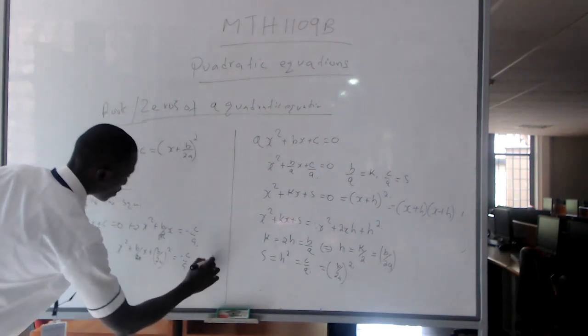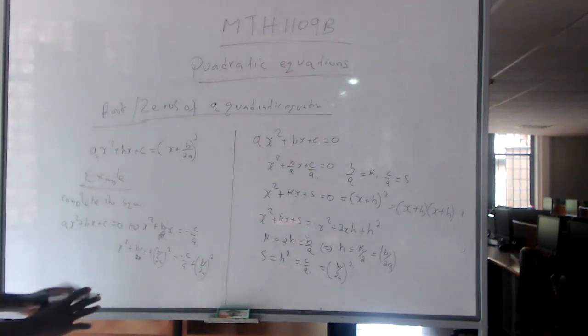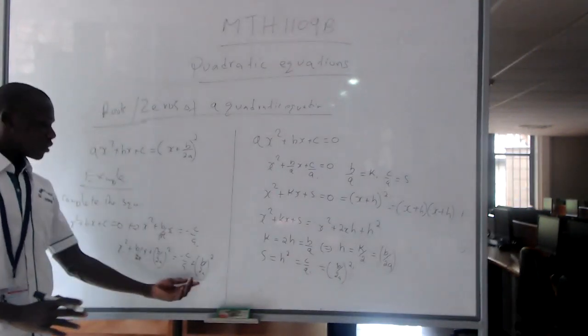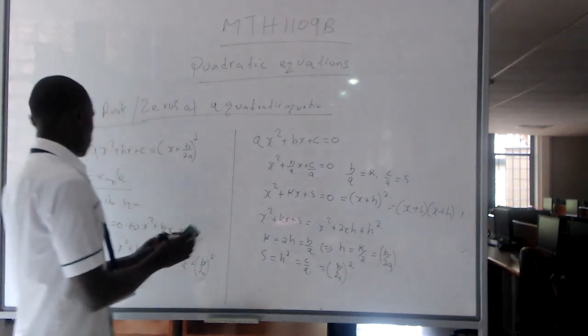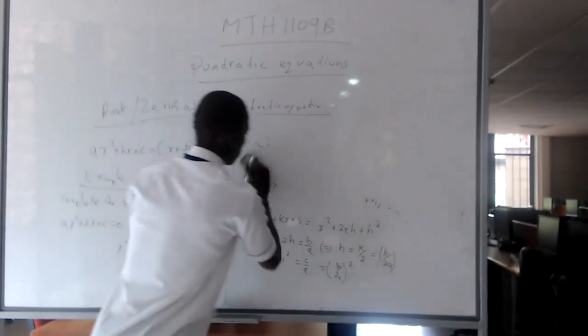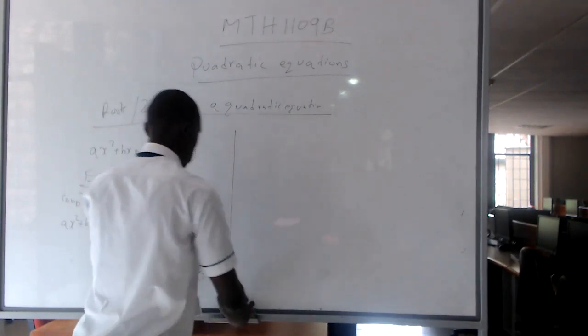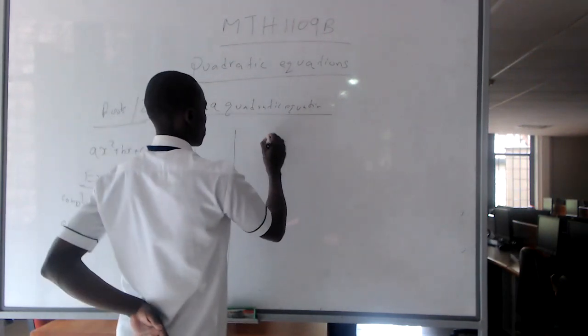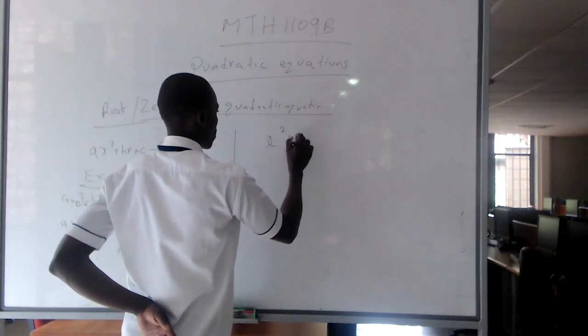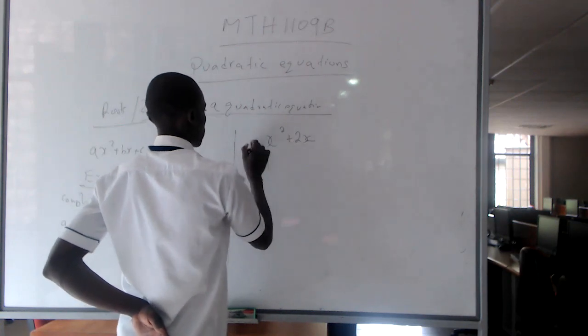To maintain the meaning of the expression, what I add on the left hand side, I should add on the right hand side. Let me give a concrete example. Complete the squares in the following expressions. I'll give very simple examples. Let's say you have x squared plus 2x.